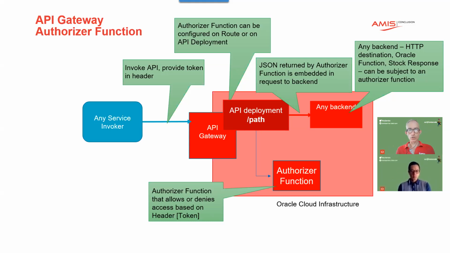The JSON returned by the authorizer function is currently not embedded in the request to the backend. That's something that I've logged as an enhancement request, if not a bug, with the Oracle API Gateway team, because I think it's important that the authorizer function not only says whether or not a request is allowed, but also provides information about the identity of the service invoker. That's currently not available, or at least it wasn't last time I checked.